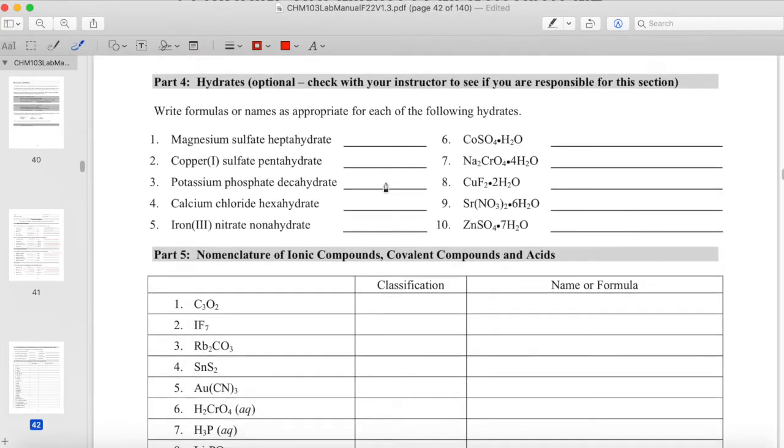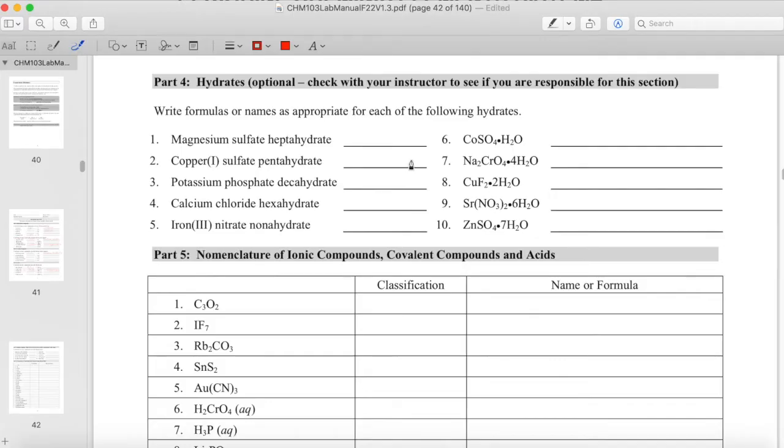All right, now this next section involves hydrates. To be honest with you, this isn't a super important topic for Chem 103. We don't deal with hydrates a lot in this class, so you're probably not going to see this show up on the final or anything like that. In any case, though, if your instructor wants you to do this section, you can.